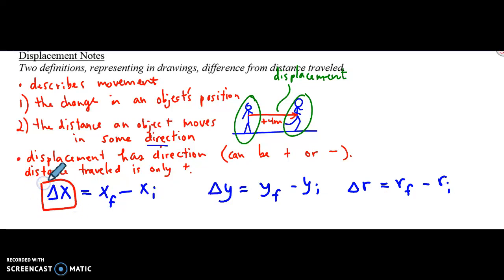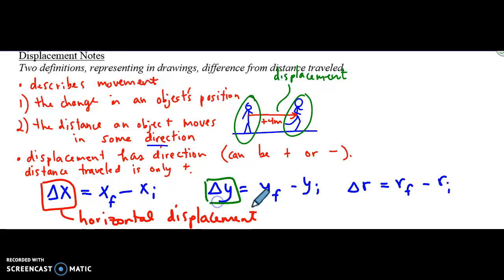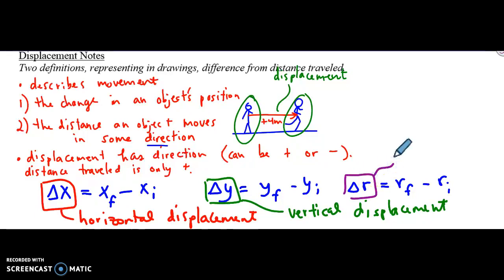This delta x stands for the horizontal displacement. The delta y is the variable for change in y position, or vertical displacement. And you guessed it, delta r, that's the variable for general displacement.